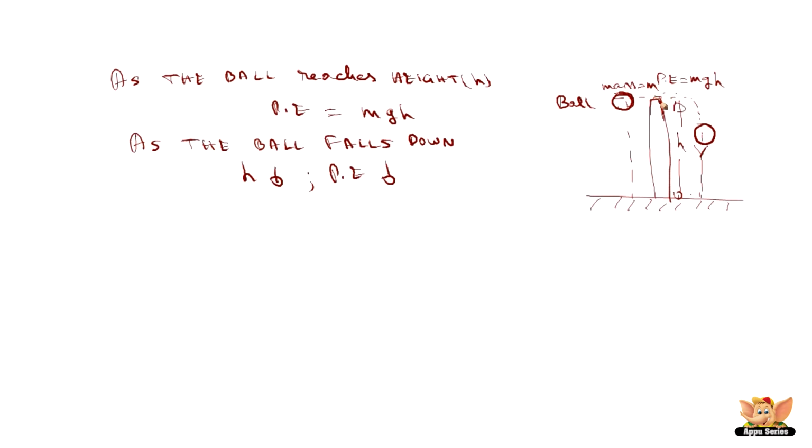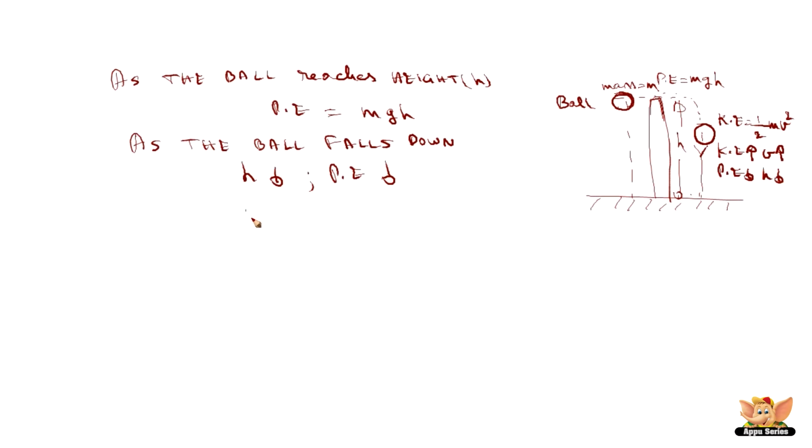But what happens in this case? When it is falling down, the potential energy which is possessed at the height of h gets gradually converted into kinetic energy. Only when it is getting converted into kinetic energy can the ball actually move. Kinetic energy is defined as half mv square, so it depends on the velocity. The kinetic energy starts increasing as v is increasing, and potential energy is decreasing as h is decreasing.